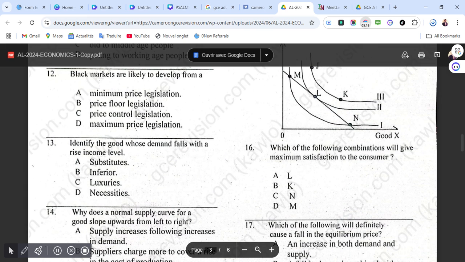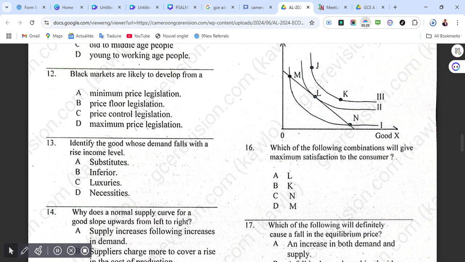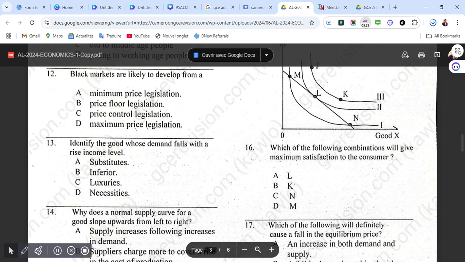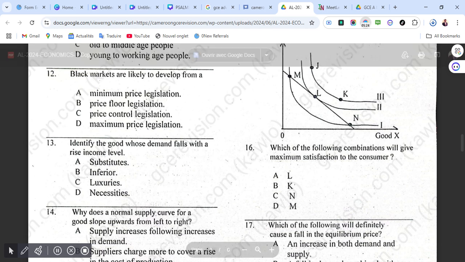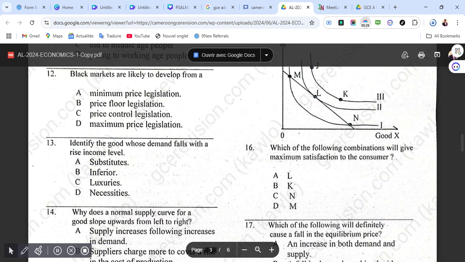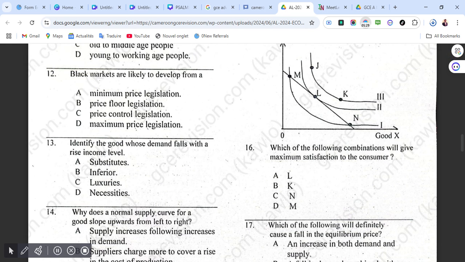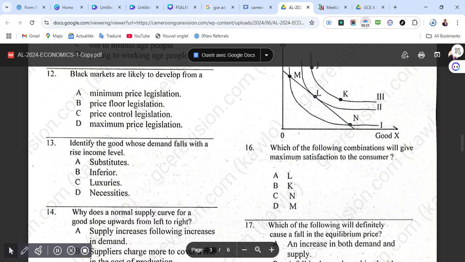13. Identify the good whose demand falls with a rise in income level. Identify the good whose demand falls with a rise in income level. So what is the good? The correct answer for 13 is B, inferior.